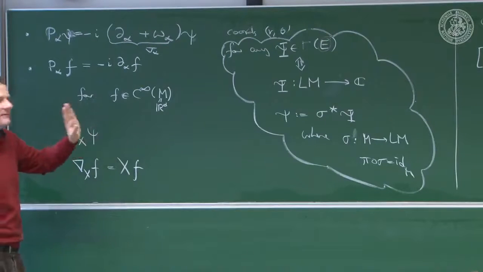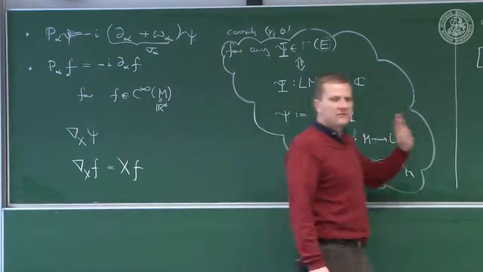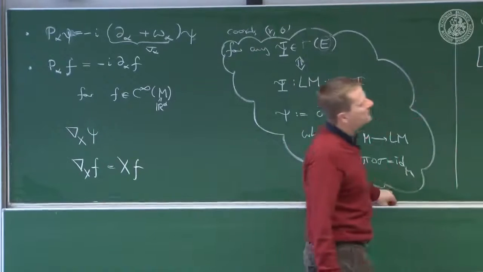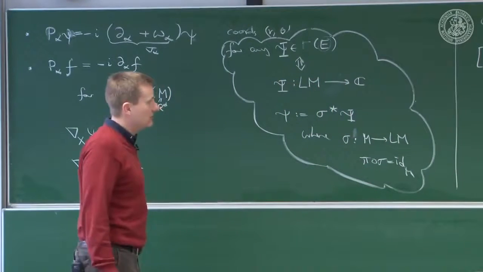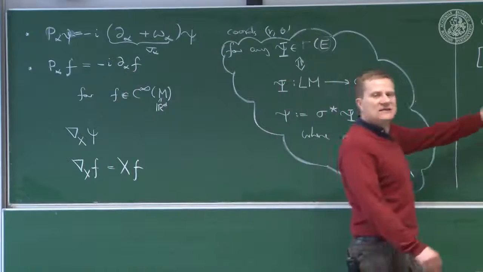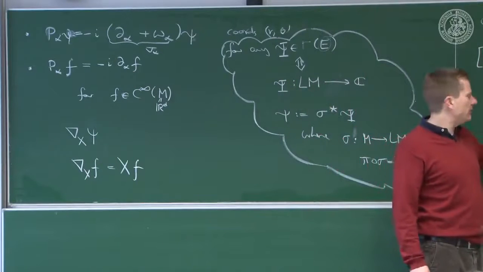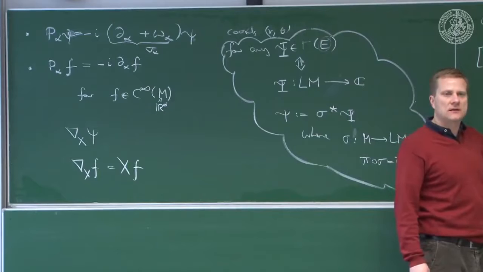Okay? So only by the view of covariant derivatives and bundles and so on do you actually get these two things to work together, the self-adjointness and this result. And the other commutation relations you can show similarly.